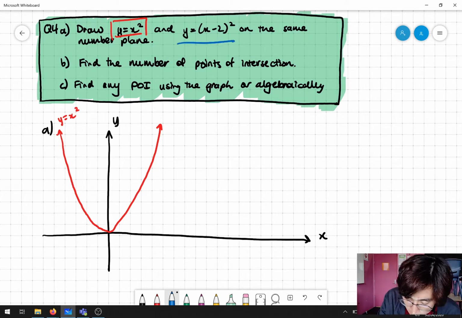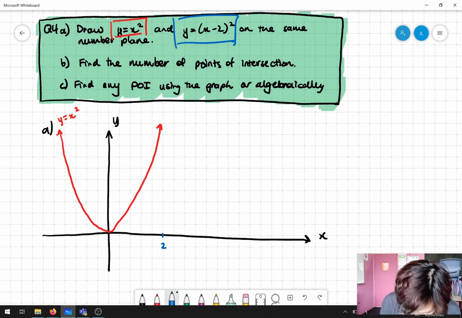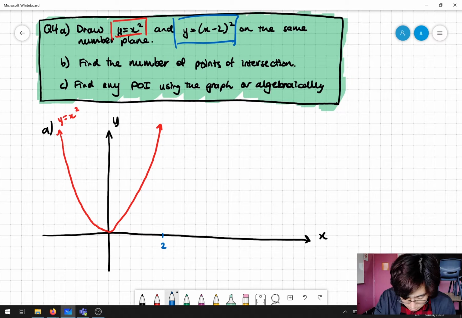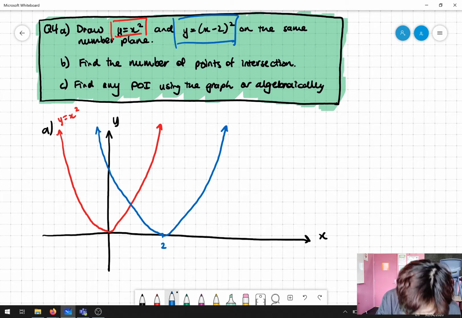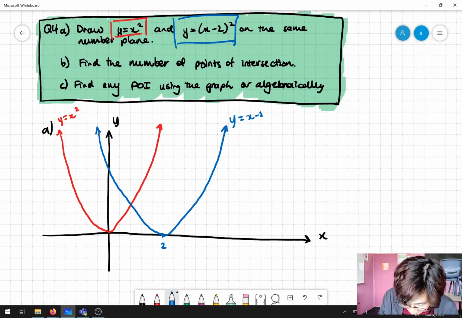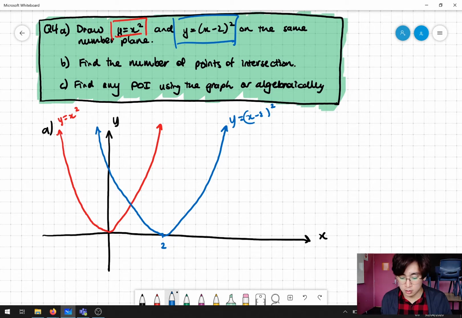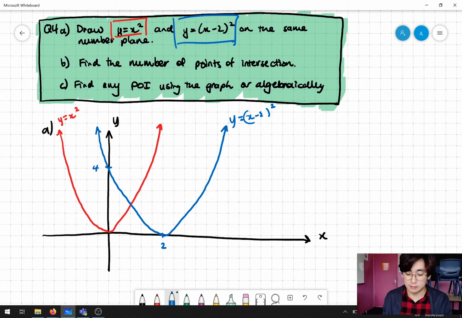Now the second one is y = (x - 2) all squared. When you draw this graph, it moves to the right 2 units. So at 2, that's where the vertex goes, and it becomes something that looks like this. I drew that a little bit terribly, but bear with me. I've drawn the 2 on the number plane. I think the y-intercept for this is 4. You can go check that yourself.